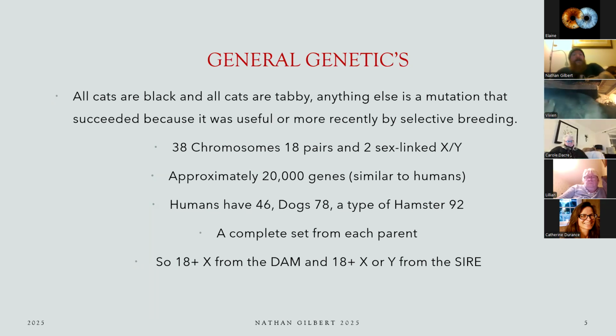So, general genetics. All cats are black and all cats are tabby. And I'll continue to explain that as we go through. Obviously, these early wildcats would have been black tabbies. Everything else that we have now is a mutation. And most of it came about as a natural mutation, and it succeeded because it either worked very well in that environment or at least it didn't hinder.